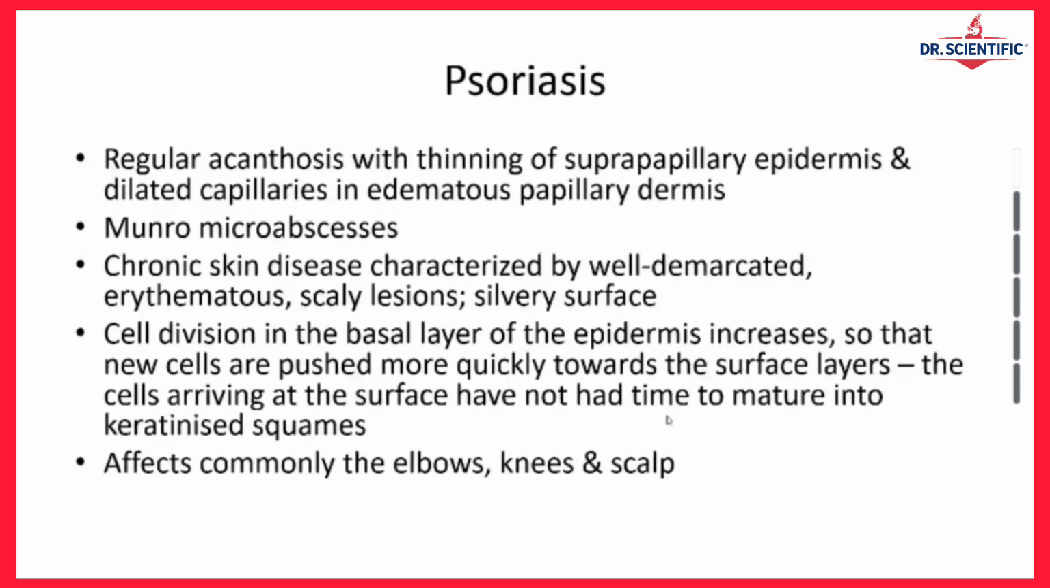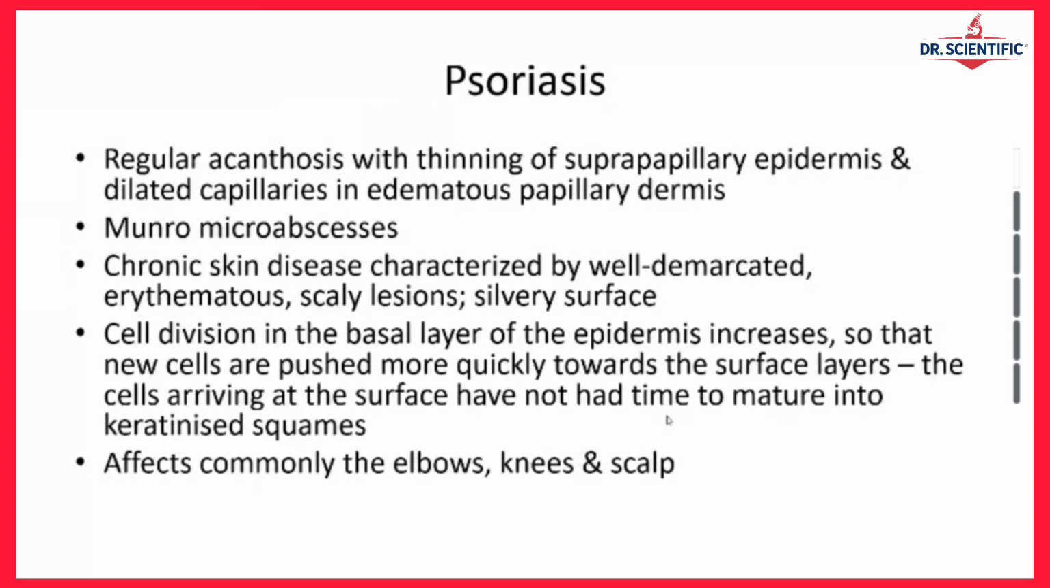Psoriasis. So in psoriasis, we have regular acanthosis with thinning of the suprapapillary epidermis. So always, as I say, that is why we started with anatomy. Always go back and look at it. It will help you understand where the papillary epidermis was. When you talk of suprapapillary epidermis, it's just above the papillary epidermis. So there's acanthosis there with thinning of the suprapapillary epidermis and dilated capillaries in the edematous papillary dermis.